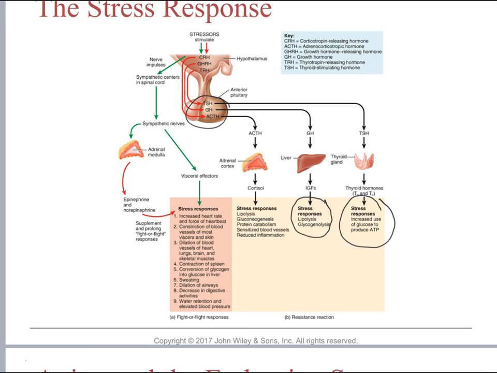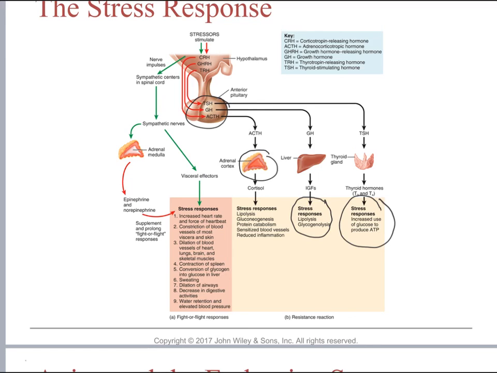insulin-like growth factors are going to be secreted, so this stress response is increasing lipolysis and glycogenolysis. And for the adrenal cortex, we're going to be secreting cortisol, so this stress response also initiates lipolysis, so destruction of fat for energy, gluconeogenesis, so the creation of glucose, and protein catabolism, sensitized blood vessels, and reduced inflammation.